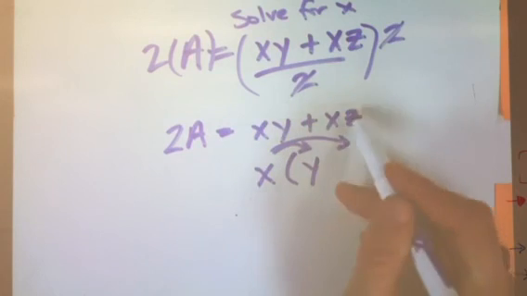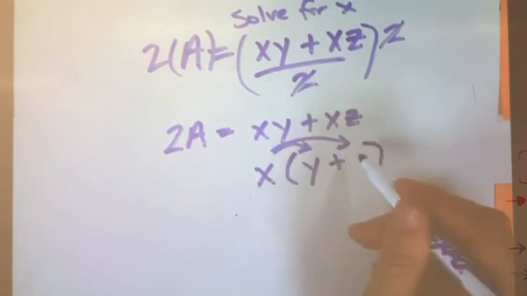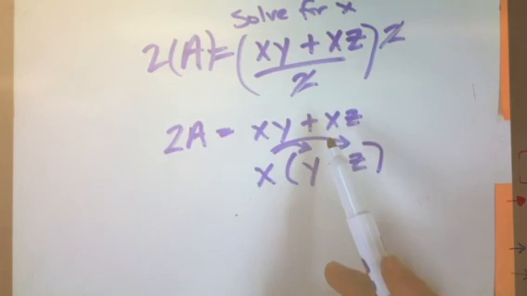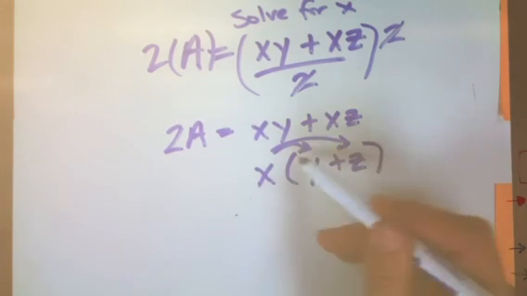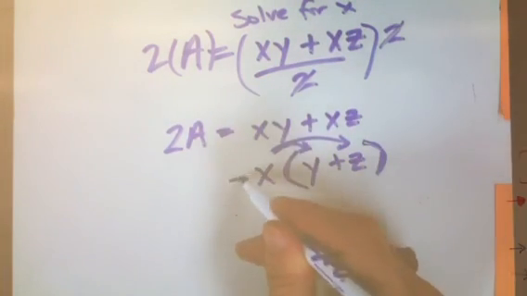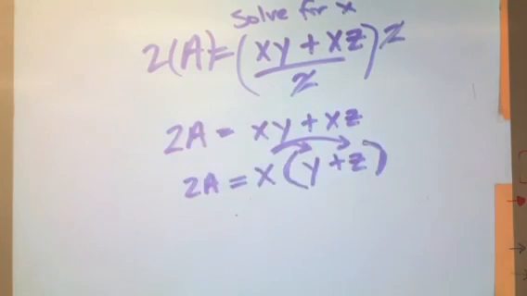X times what is xz? X times z is xz. So what I've done is I've factored out a common factor of x. So x times y plus z in the parentheses is the same thing as xy plus xz. All of this is equal to 2A.